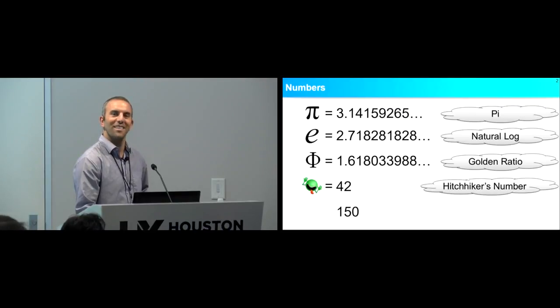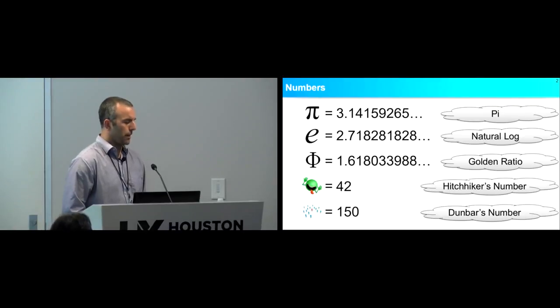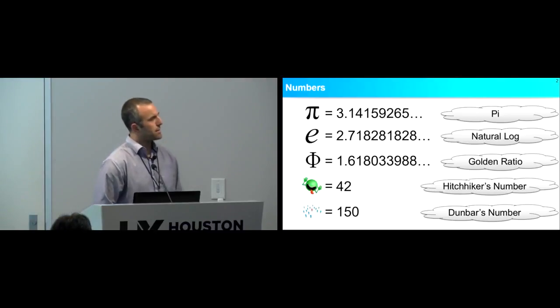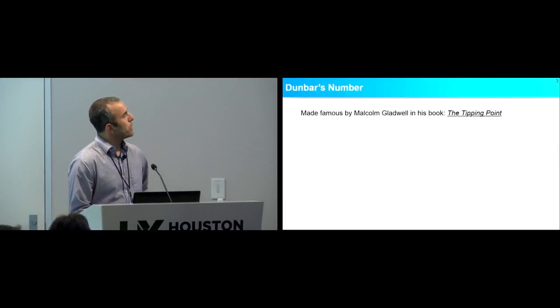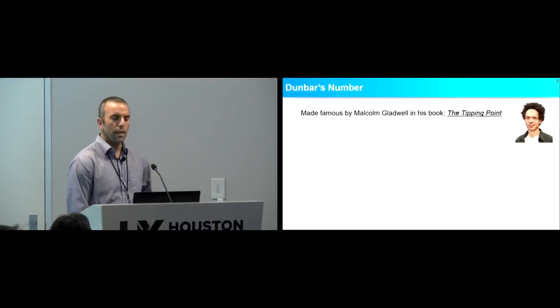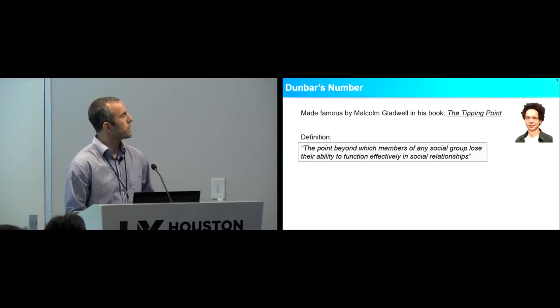Anybody else? 150? Yeah, exactly. So 150 is known as Dunbar's number. Dunbar, I think it was Robin Dunbar, was a social anthropologist, and he did a lot of studies on primates' brains and how socially connected they could be and what kind of social community they could have. It was also made famous by Malcolm Gladwell in his book, The Tipping Point. Like Mark talked about, it's the point beyond which members of any social group lose their ability to function effectively in social relationships, right?